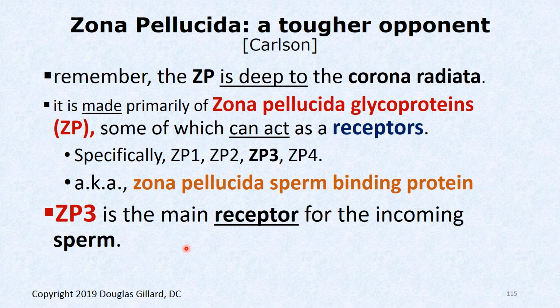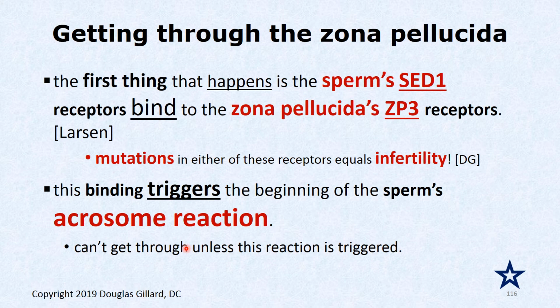Now we bump up against the zona pellucida looking for our ZP3 receptor. And this guy is a lot stronger. It's harder to get through. There are other receptors, right? We talked about ZP2 and 3 and 4. We don't really talk about them, but the big one is ZP3. That stands for zona pellucida sperm binding protein. So ZP3 is the main receptor for incoming sperm. We know that. So how do you get through there?